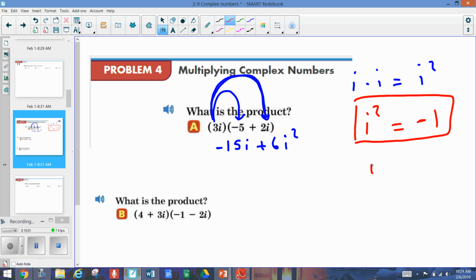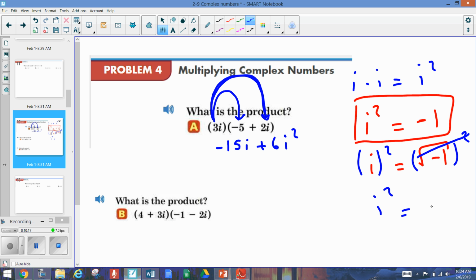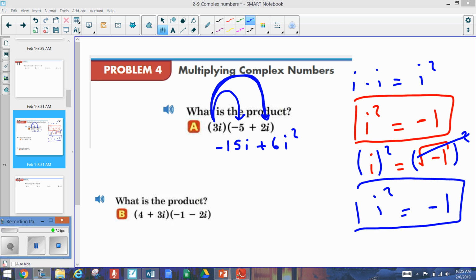What does i mean? i is equal to the square root of negative 1, right? When you take the square root of both sides, the square root and the square cancel out, and i squared is equal to negative 1. So here's the formula: i squared equals negative 1. You should write it down. And we're going to substitute this.